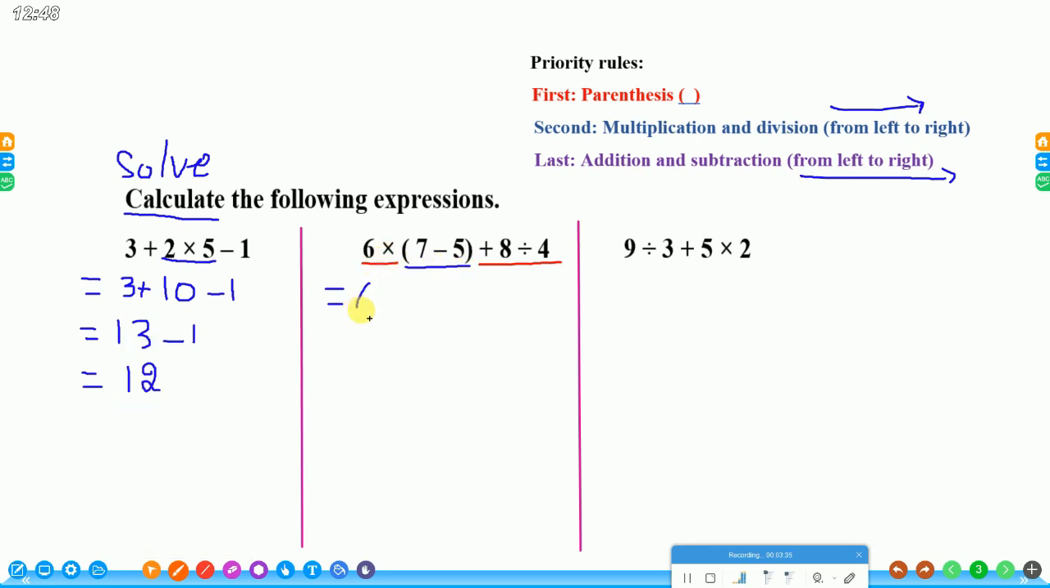So 6 times, we copy. 7 minus 5, it's 2. We solve what's inside the parentheses. We copy the plus. 8 divided by 4.